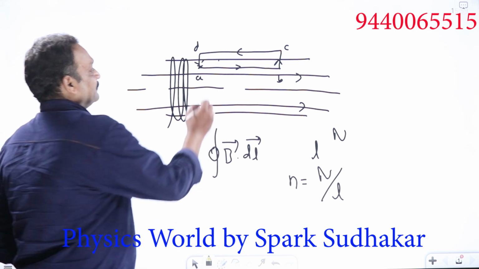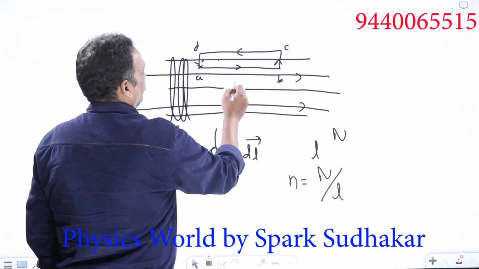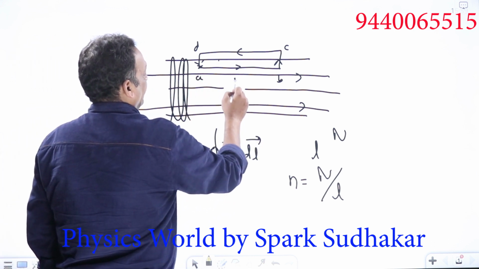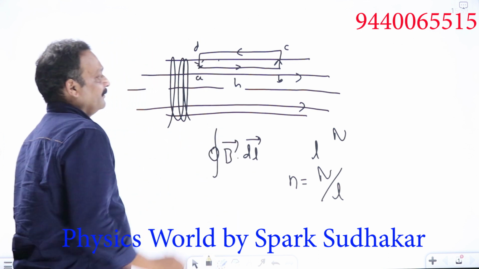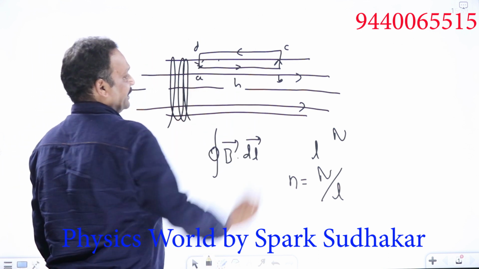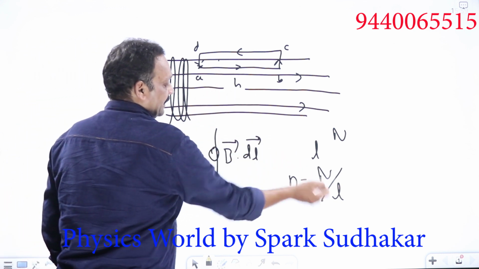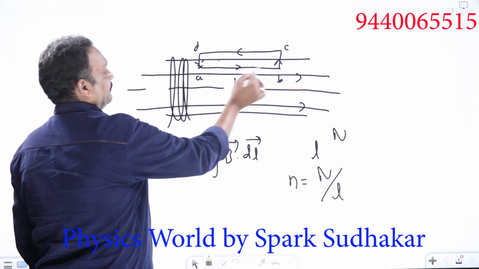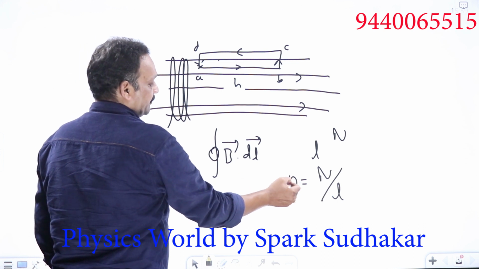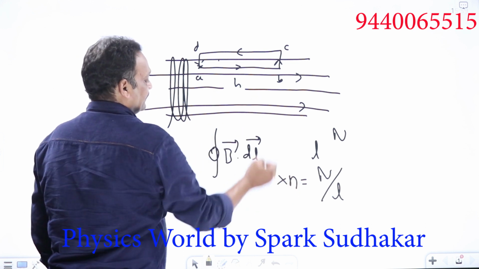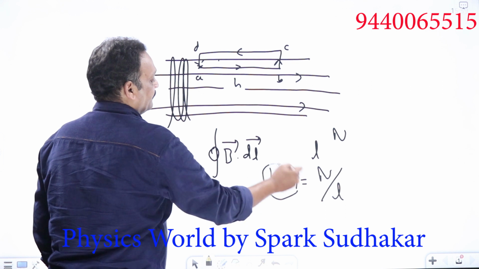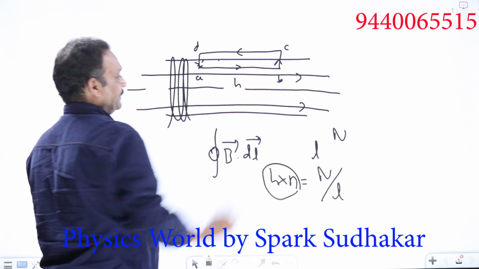Now the length of this AB section, suppose I call it h. Let it be h, meaning the length from A to B is h. Number of turns per unit length is N by L. How many turns will be there from A to B? So the number of turns per unit length times this length h will give you the number of turns present between A and B.